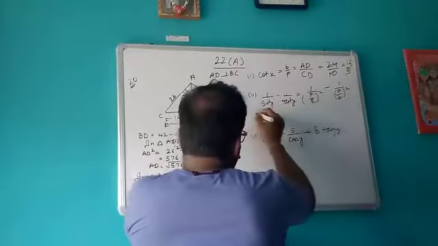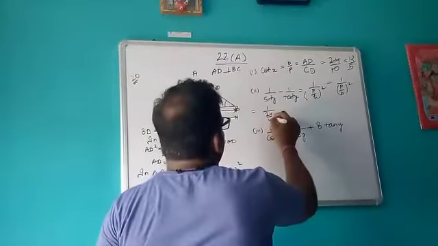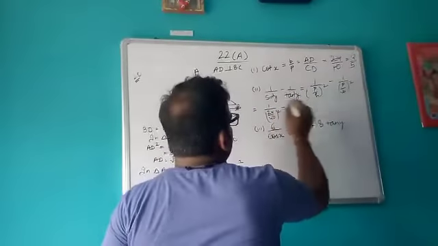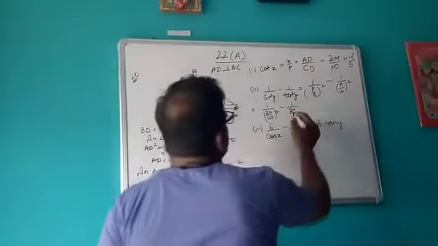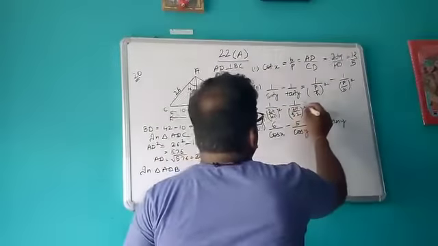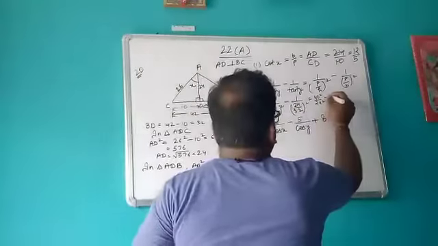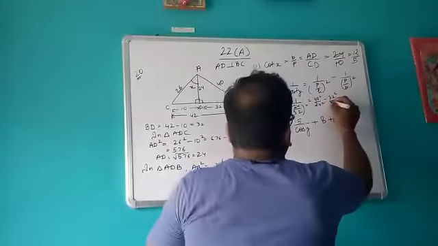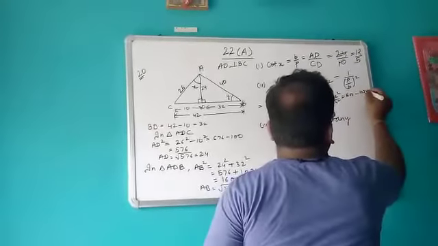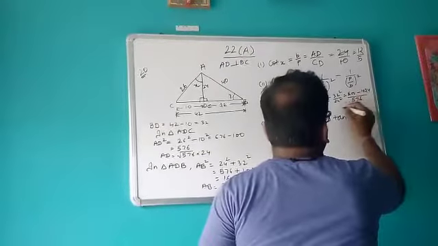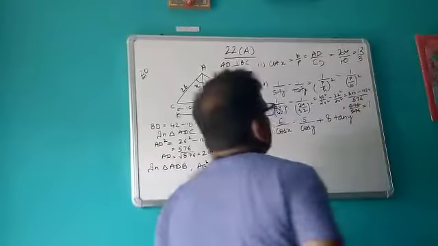40. So you can write it as 1 upon (24 upon 40) square minus 1 upon (24 upon 32) square, or this is now 40 square upon 24 square minus 32 square upon 24 square. So you can write 1600 minus 1024 upon 576. 576 upon 576, answer will be 1, like this.